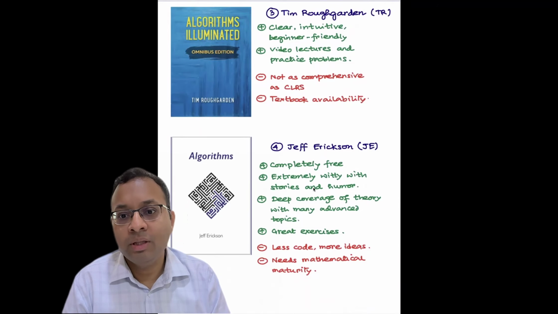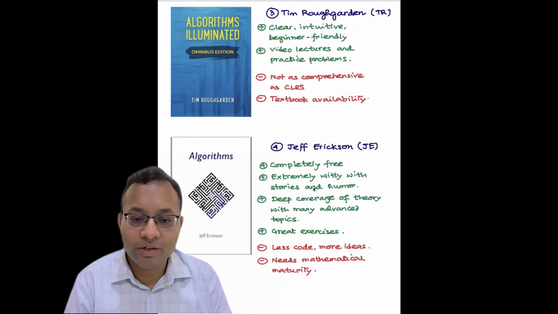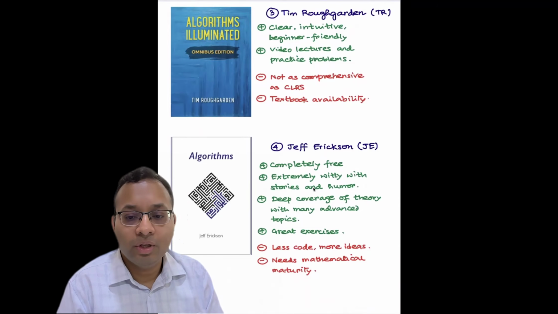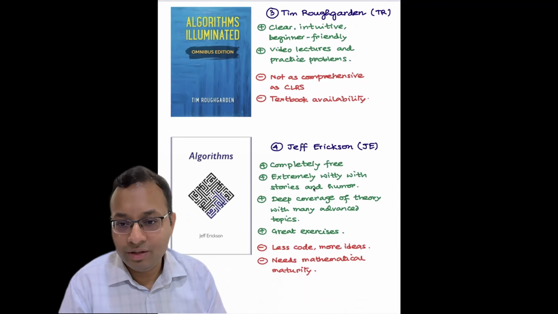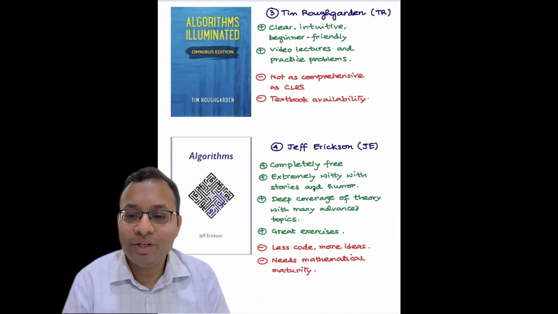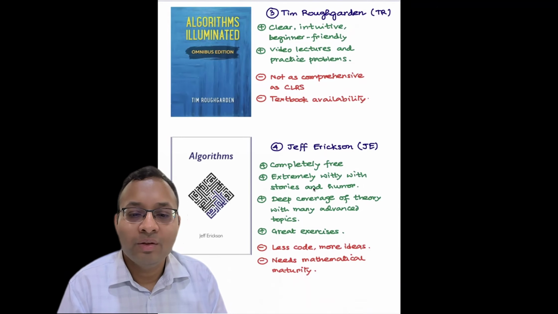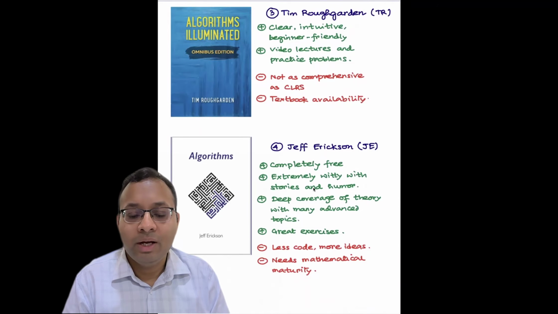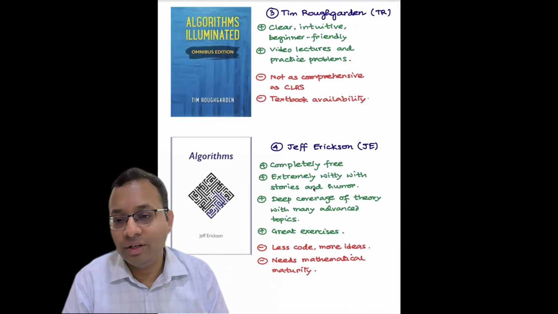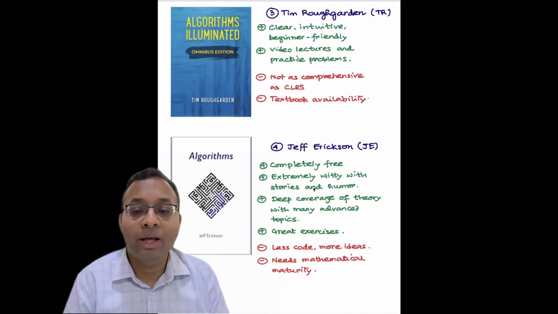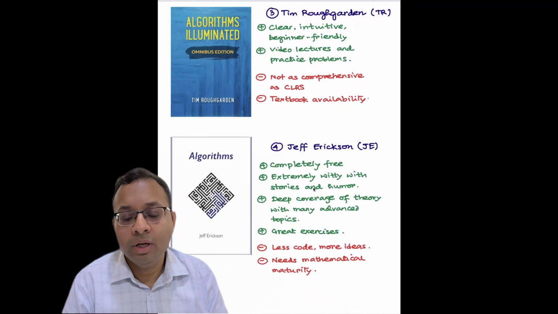Then the fourth book is Jeff Erickson's Algorithms. This book is completely free. I'll give you the web page link. It's very witty. It's one of the rare textbooks which is very witty with many stories and humor. So it's one of my favorite textbooks. It has deep coverage of many advanced topics like matroids and several other topics which are not even covered in CLRS. And the exercises are again great for this book.